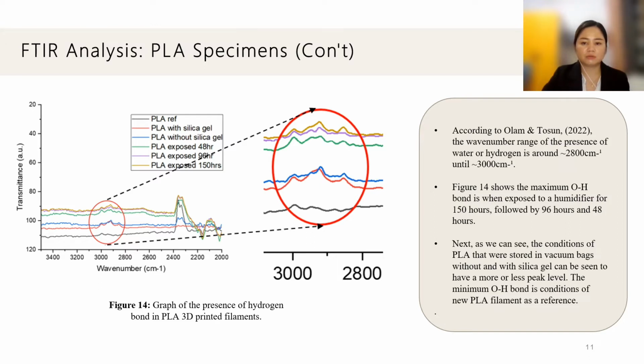According to Olam and Tosun 2022, the wave number range for the presence of water or hydrogen is around 2800 cm⁻¹ until 3000 cm⁻¹. Figure 14 shows the maximum OH bond is when exposed to the humidifier for 150 hours, followed by 96 hours and 48 hours. Next, as we can see, the PLA that was stored in vacuum bags without and with silica gel has a more or less similar peak level. The minimum OH bond is the new PLA filament, which serves as the reference.